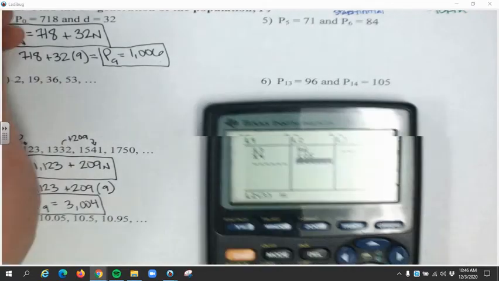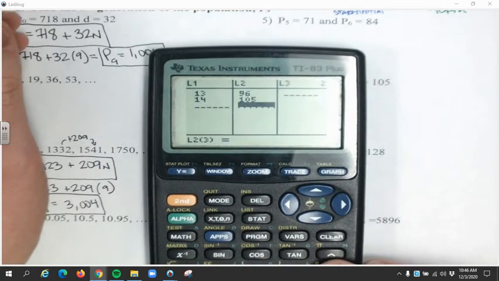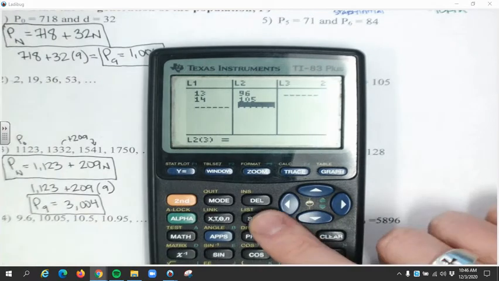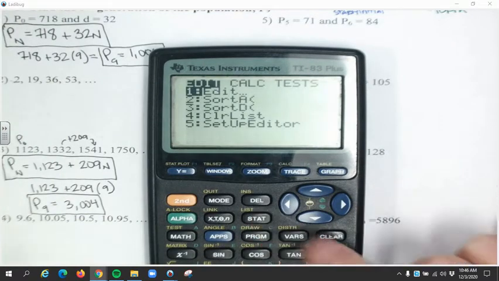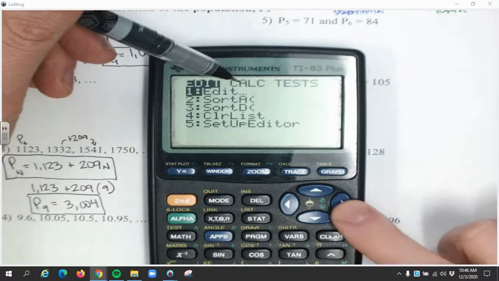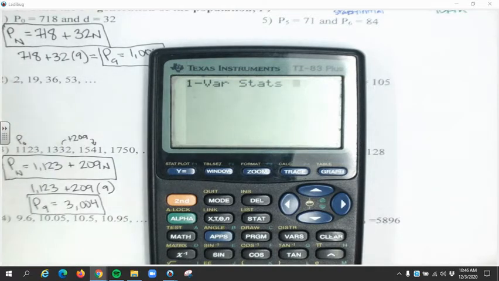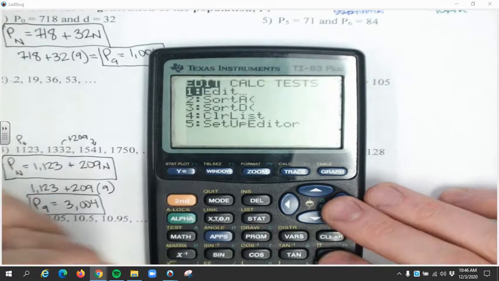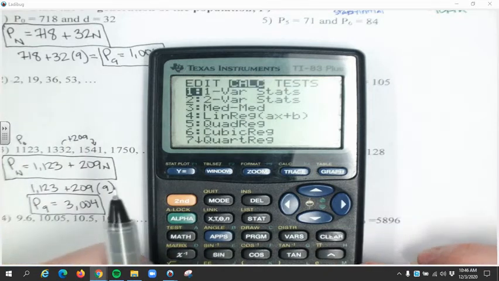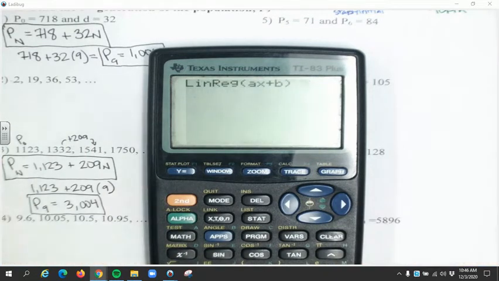So then hit the same buttons every time. I'm going to hit Stat. You probably know this already. I'm going to arrow over to my Calc menu, and I'm going to hit option number 4, which is LinReg. LinReg means a linear regression. That's what a linear growth model means. So again, that was Stat, arrow over to Calc, and hit option number 4, LinReg.